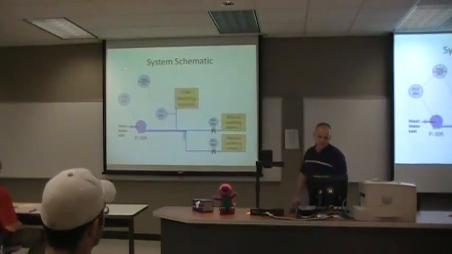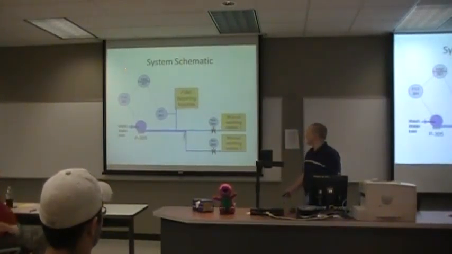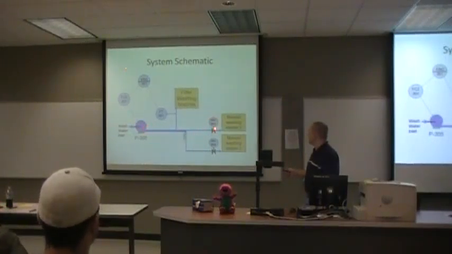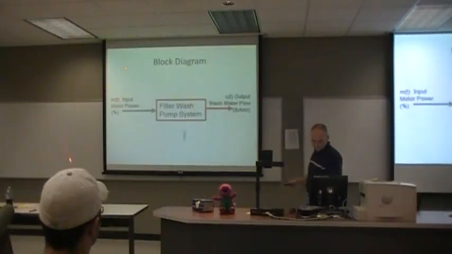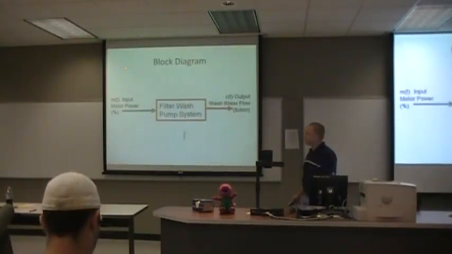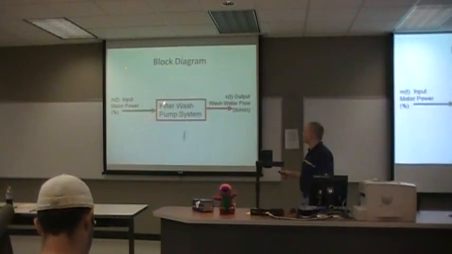This is a schematic of our system with a pump, manual valves that we don't adjust in any of our experiments, a filter washing station, a transmitter, a recording controller, and a frequency drive. Here is a block diagram of our system with our input variable, system, and the output.